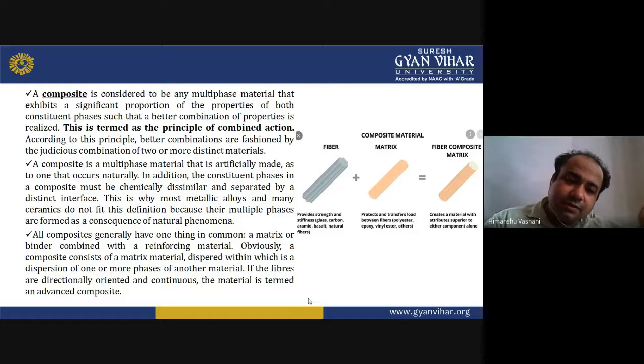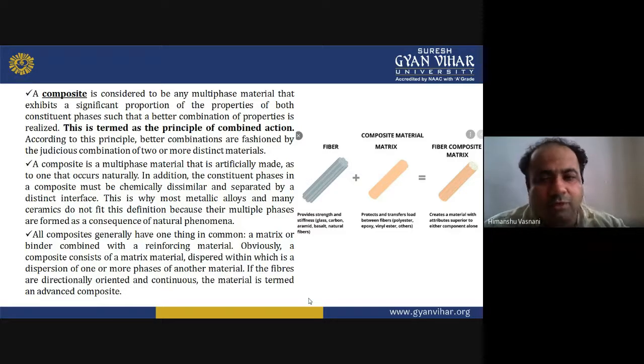All composites generally have one thing in common: a matrix or binder combined with a reinforcing material. I repeat, this is a very important thing to understand. So a composite consists of a matrix material within which is dispersed one or more phases of another material.